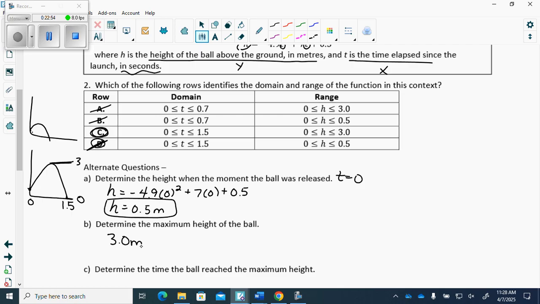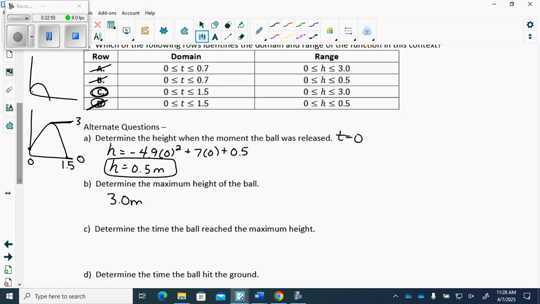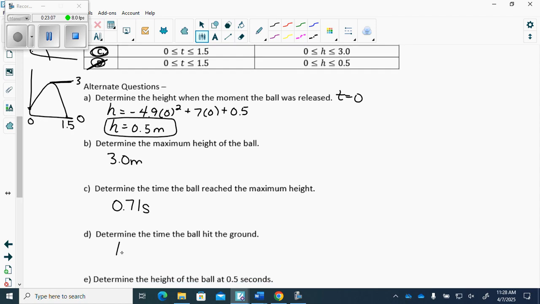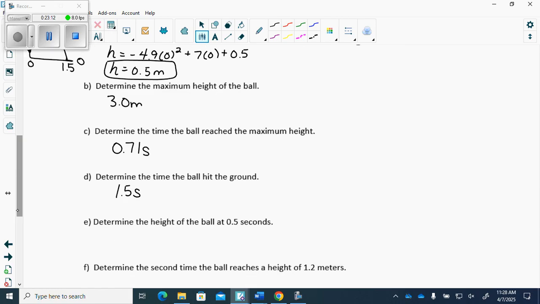Determine the time the ball reached the maximum height. That's the x. So it's 0.71 seconds. Determine the time the ball hit the ground. 1.5 seconds. We found that. Determine the height of the ball at 0.5 seconds. So we can either plug 0.5 into our formula, or we can go x equals t equals 0.5. So we go second trace, value 0.5, and I get 2.775 meters.